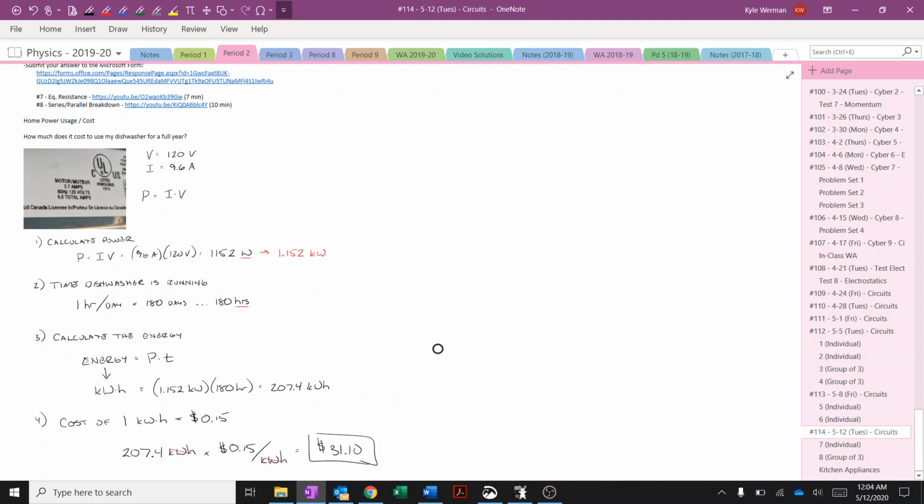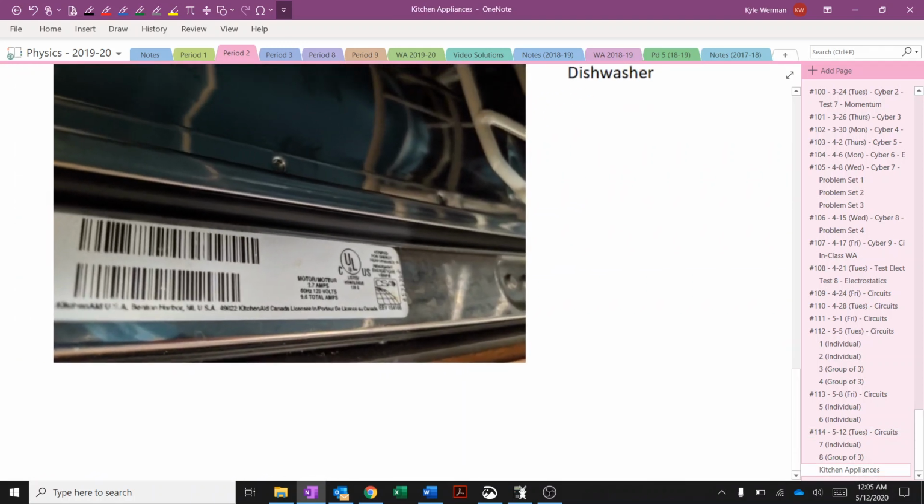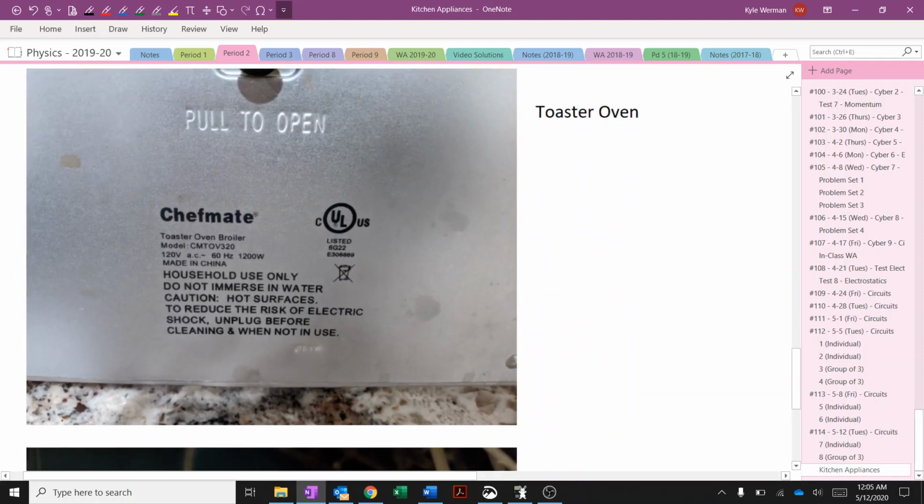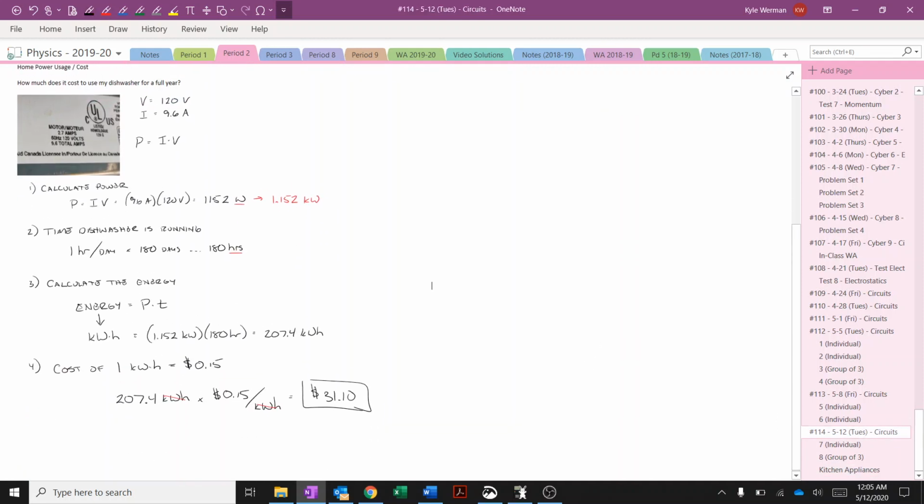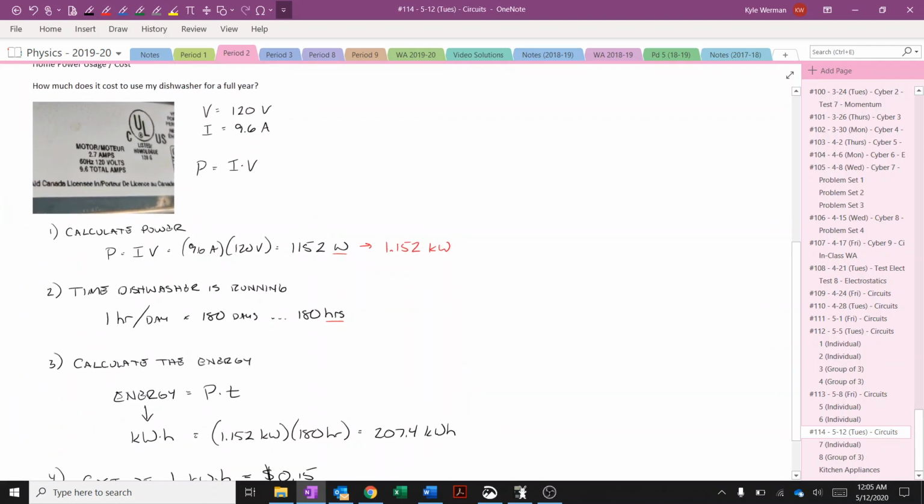So just to show you some of the things you're going to see, sometimes the labels don't give you current and voltage. If I look at my different appliances, there's my dishwasher's label, right? We saw that. Well, here's my toaster oven right here. Hey, they tell me watts right here, 1,200 watts. My dishwasher was 1,100 watts. So my toaster oven and my dishwasher are about the same power consumption.